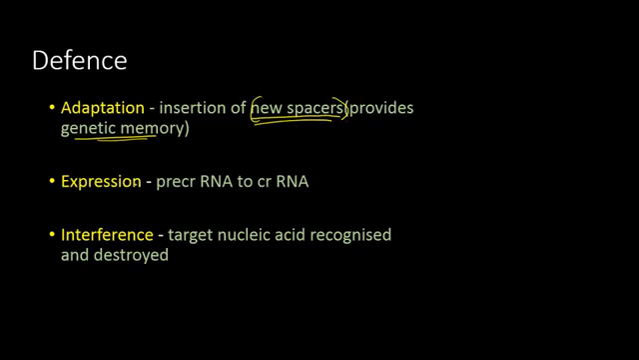Then expression, that is the second step in the defense, and that means the production of CRISPR RNA and the maturation of that to CRISPR RNA. Then comes interference. Interference is what is most important. That is basically the cutting up of the viral genome in case of bacterial infection. And once the genome of the virus is cut by the endonuclease, the virus genome will disintegrate.